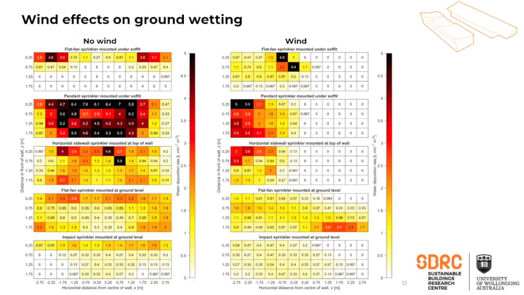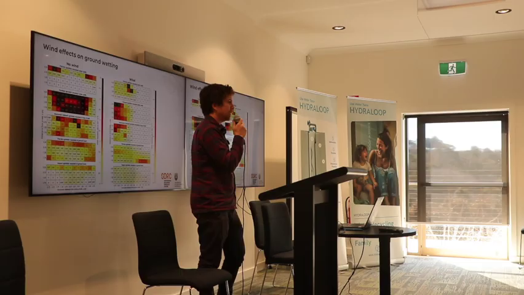This is showing the same kind of comparison, but looking at water deposition on the wall, on the ground in front of the wall, with no wind and then with wind. So again, you can see a pretty big change from really even coverage to very skewed and displaced coverage.